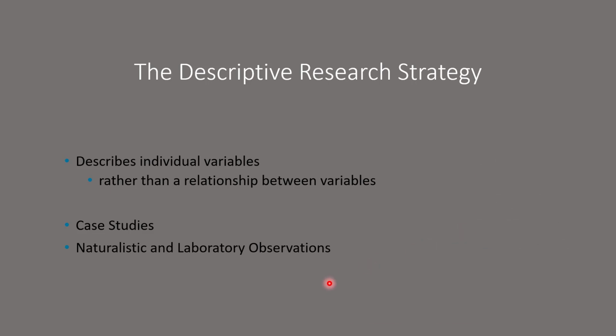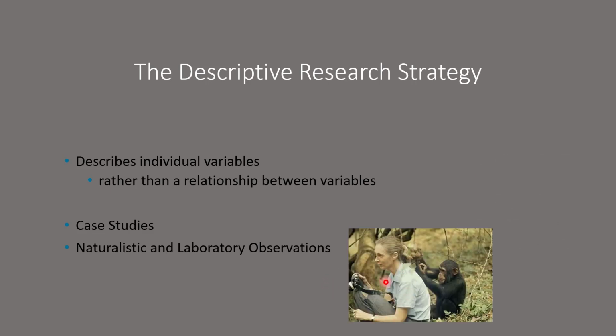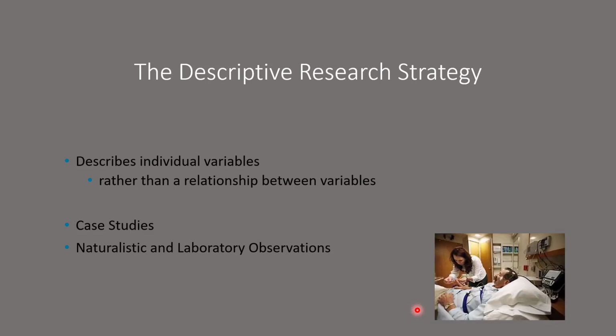Then there's naturalistic or laboratory observations. So here is Jane Goodall. She went out to Africa and studied the chimps in the wild, basically. And so that was a very naturalistic type of observation. She wasn't looking at the relationship between variables. She was looking to describe the things that she found. Here might be an example of a laboratory observation where you see someone in a sleep lab hooked up to EEGs on their head, getting the heart rate monitor on their finger. And this is where you need a more controlled setting.